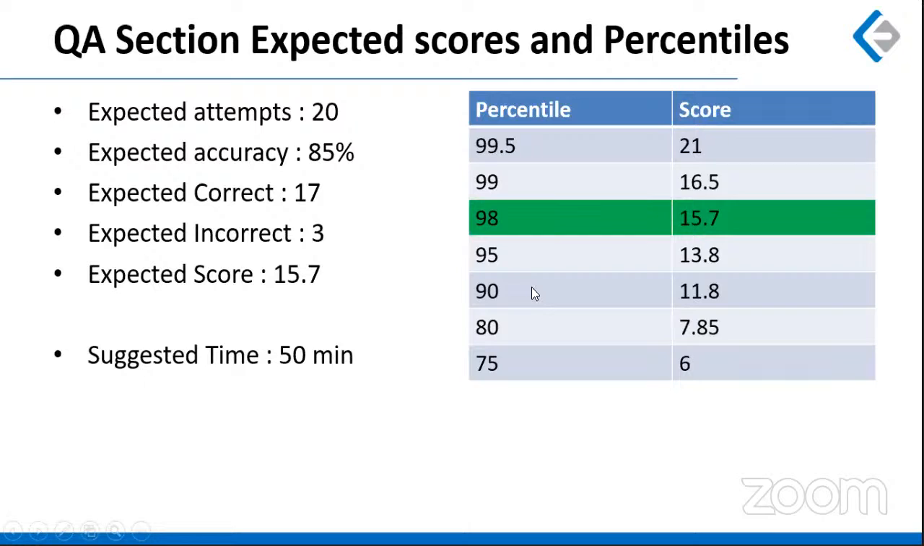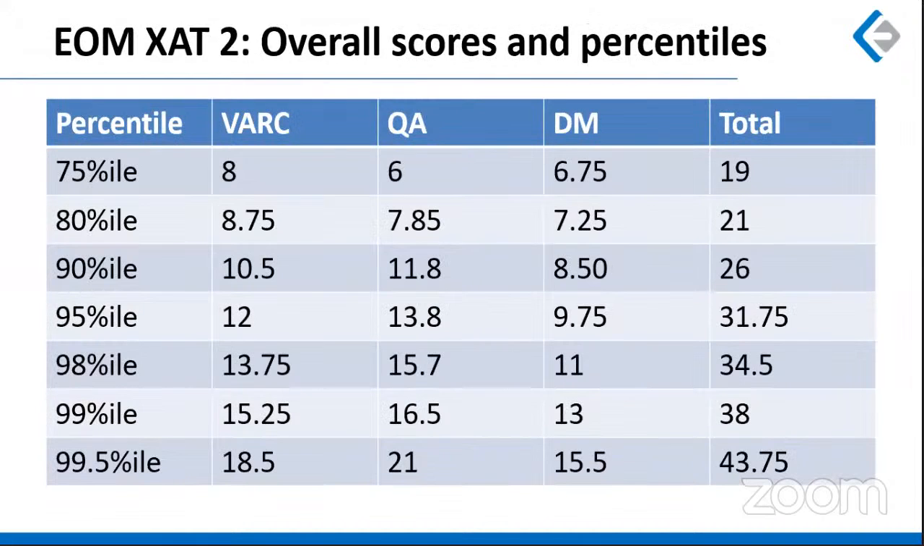For higher percentile values, we can look at 99 at 16.5, and 99.5 will be available at 21. None of the colleges will ask for sectional as high as 98 or 99. But if QA is your strength and if you get a paper like this, then obviously getting a few more marks under your belt will always help you improve your overall score. Let's look at the overall scores and percentile.